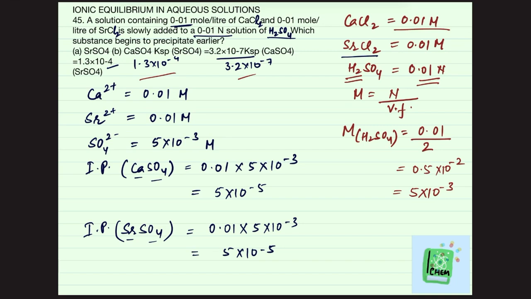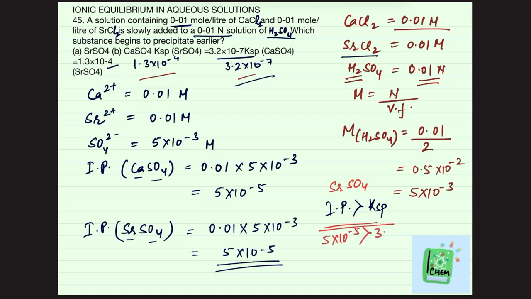Now as can be seen, if you compare the ionic product and solubility product, ionic product of strontium sulfate is 5 into 10 to the power -5, whereas solubility product of strontium sulfate is 3.2 into 10 to the power -7. So ionic product of strontium sulfate is greater than its solubility product. This is in case of strontium sulfate. Ionic product is greater than solubility product. Ionic product की क्या value है? 5 into 10 to the power -5, which is greater than solubility product question में given है 3.2 into 10 to the power -7.